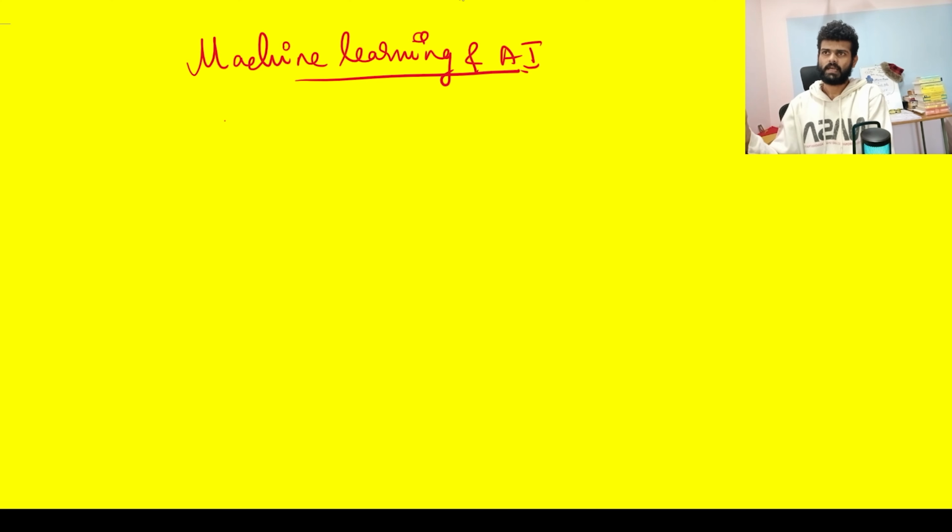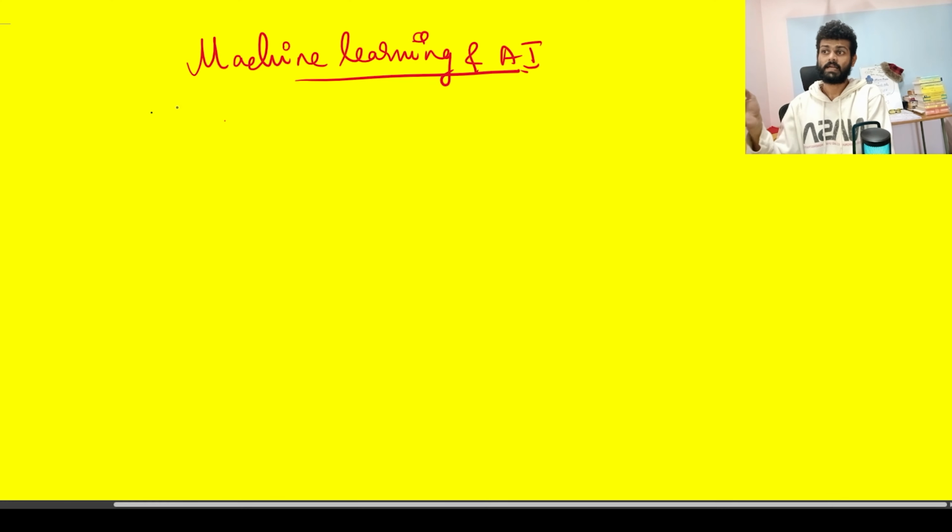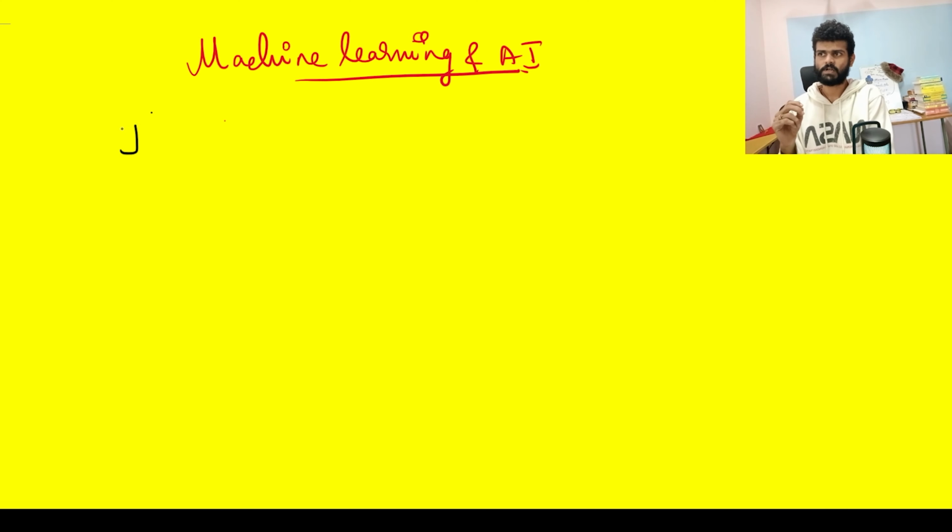So how did I get to choose this topic? Right now I'm doing a course in machine learning and AI, artificial intelligence. In this particular course, they have this nice looking function called the cost function. So let me write it down. It's denoted by J. J depends on two parameters.